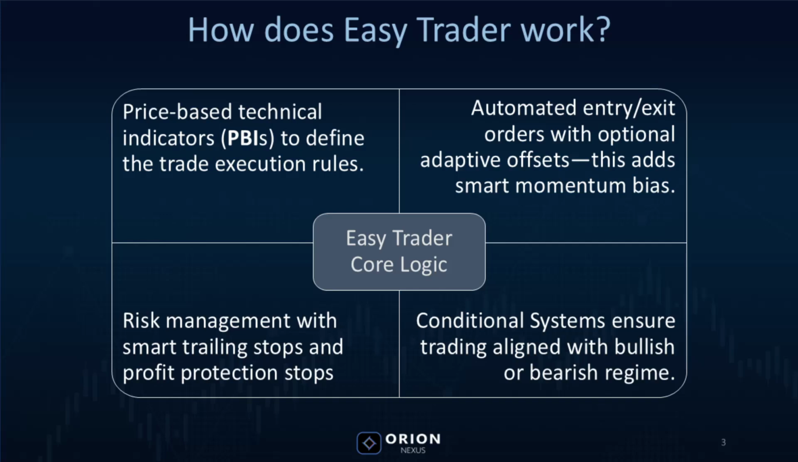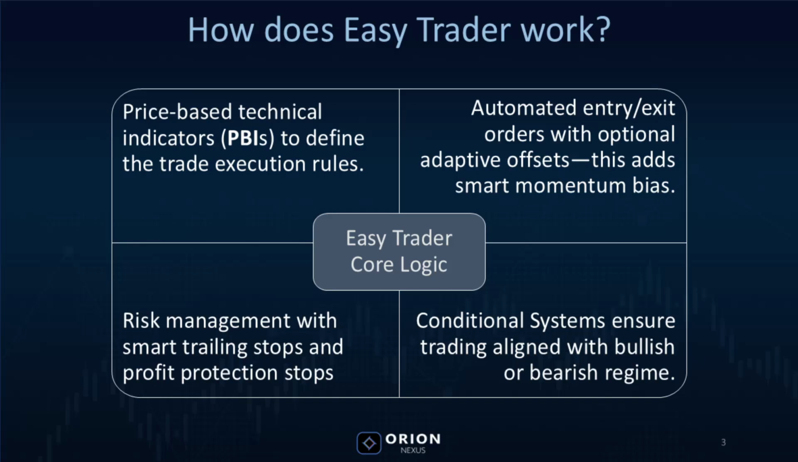Easy Trader will automatically place limit orders based on the selected PBI with a desired offset. Not only that, you can also add an optional adaptive feature to the offset. That means that Easy Trader will automatically add a momentum bias. Yes! If the short-term momentum is shifting to a bullish bias, Easy Trader will become less aggressive in selling and more aggressive in buying. No kidding! This is one of the key ways in which Easy Trader generates alpha.